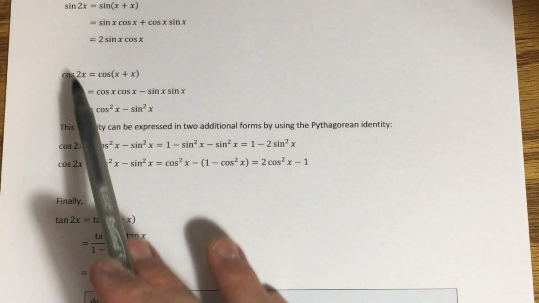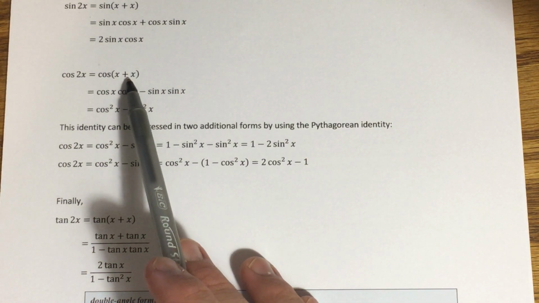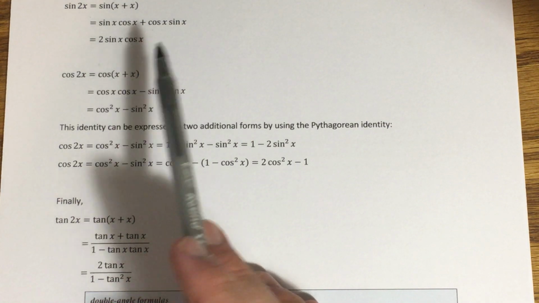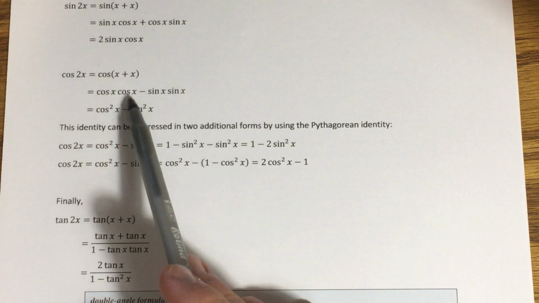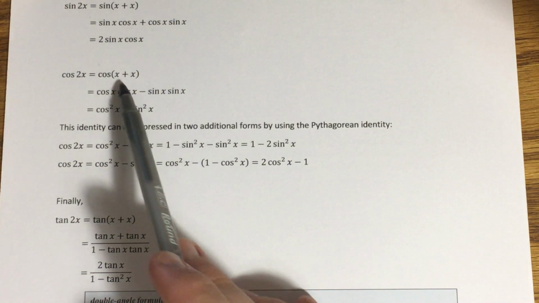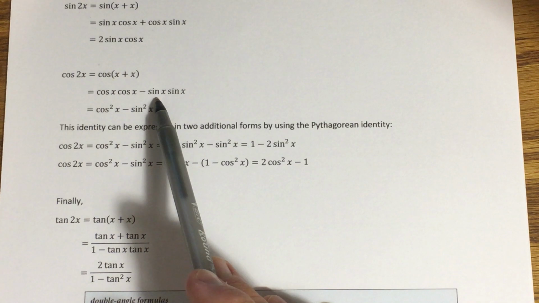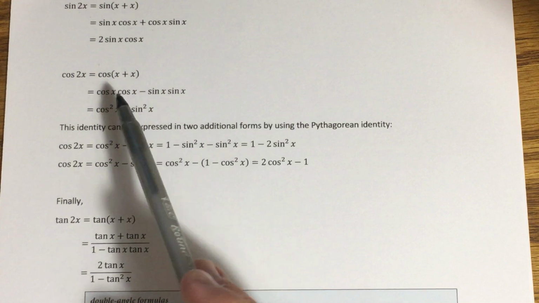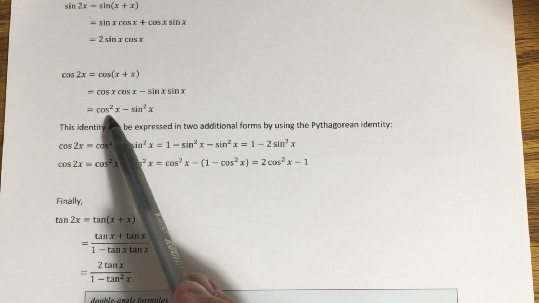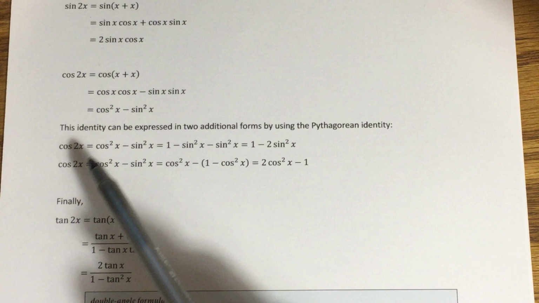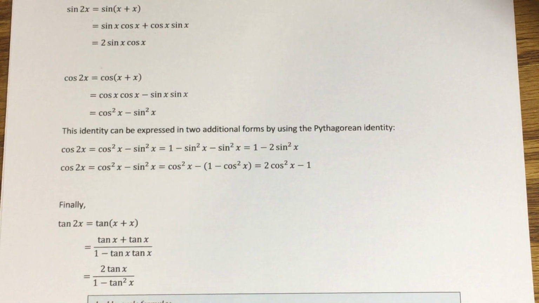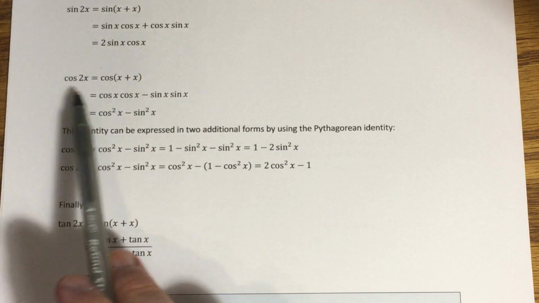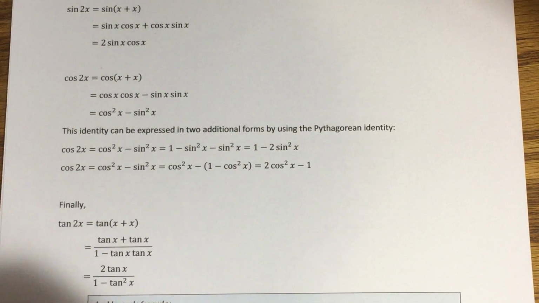So same pattern, cosine of 2x can be written as cosine of x plus x. And then if we use our sum formula for the cosine function, that's cosine of the first angle times cosine of the second angle, minus, remember this plus becomes a minus here, sine of the first angle times sine of the second angle. But again, the first and second angle are the same. So this is really the same thing as cosine squared, and this is the same thing as sine squared. And here we have our first double angle formula for the cosine function. Cosine of 2x equals cosine squared of x minus sine squared of x.